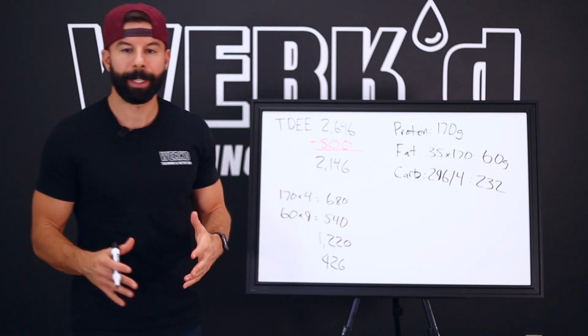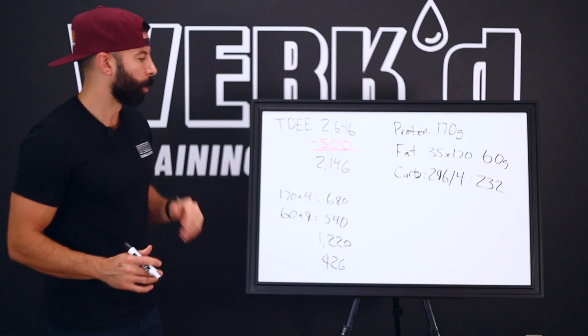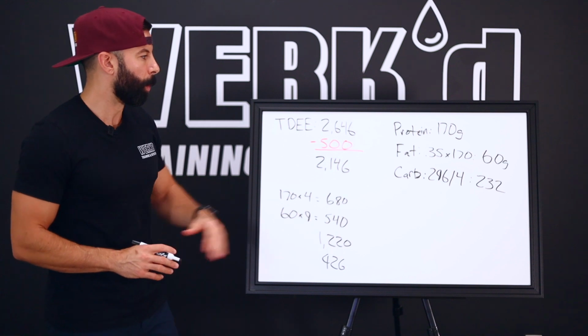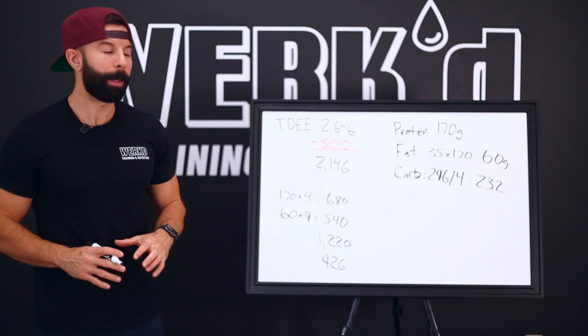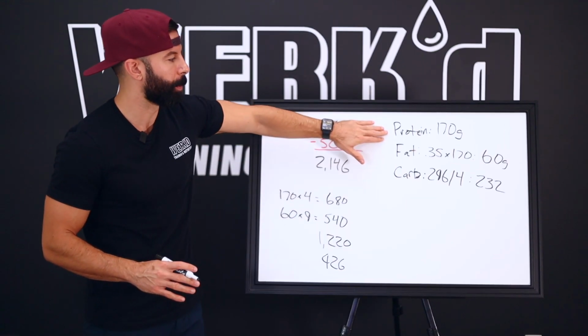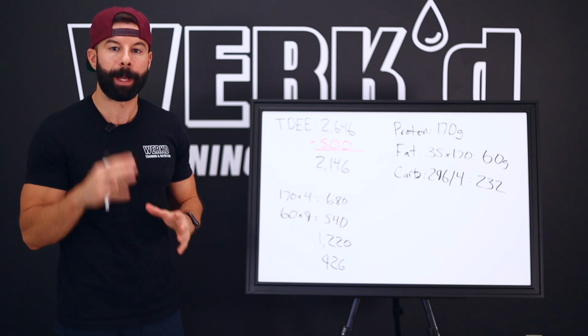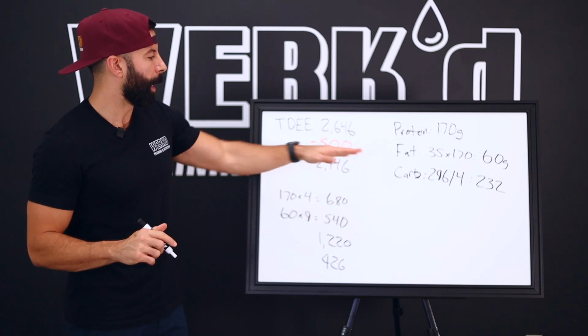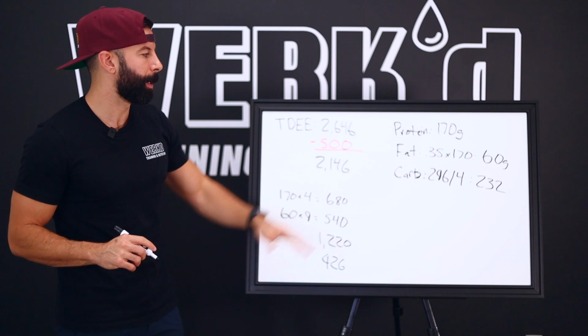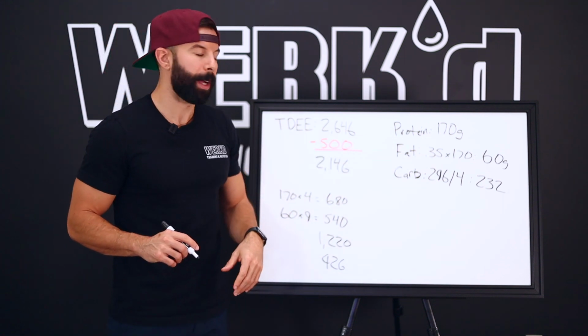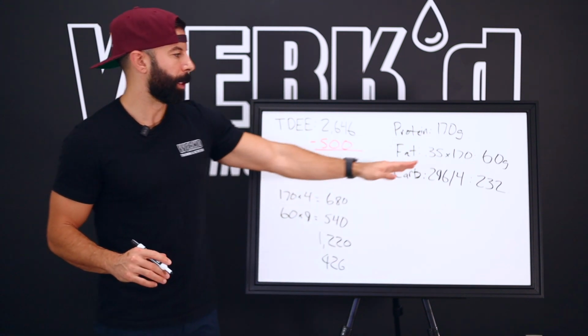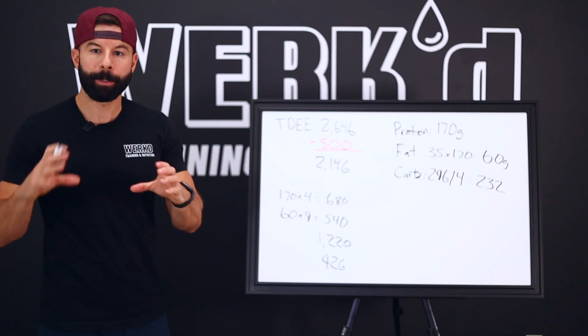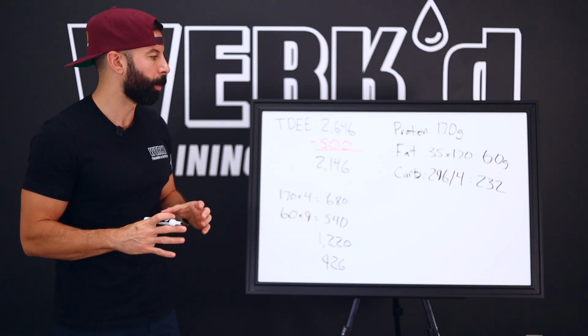So now we know exactly how many calories we need for the day, which is 2,146. We know exactly how much protein we're aiming for, which is 170 grams of protein because we multiplied our body weight by 1 gram. We know exactly how much fat we need for the day because we multiplied 0.35 by our body weight, which gave us 60 grams. Then we basically just filled in the rest of the calories and macros with carbs.